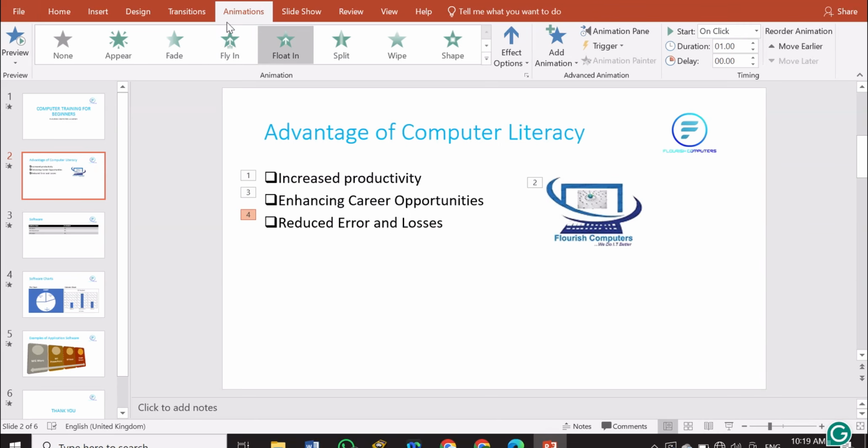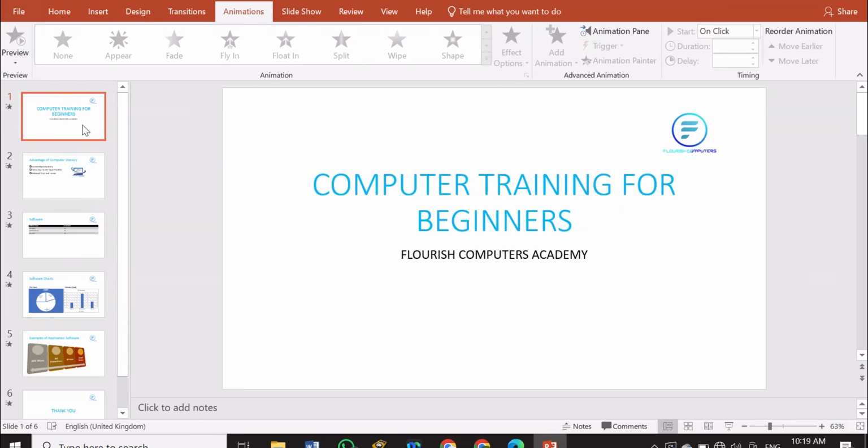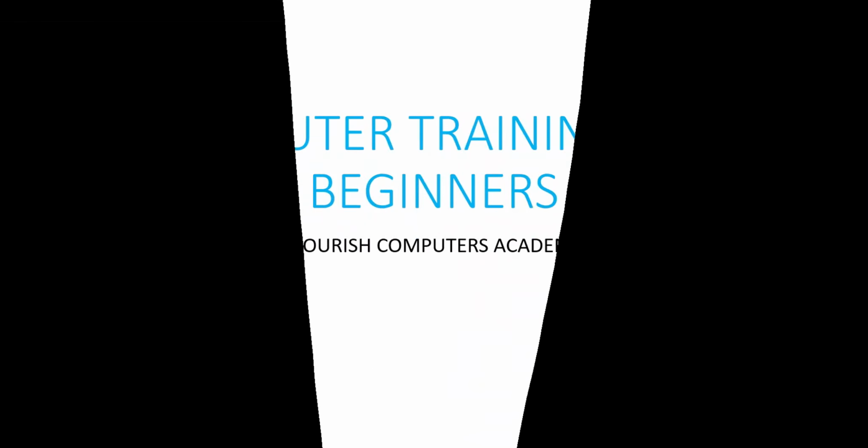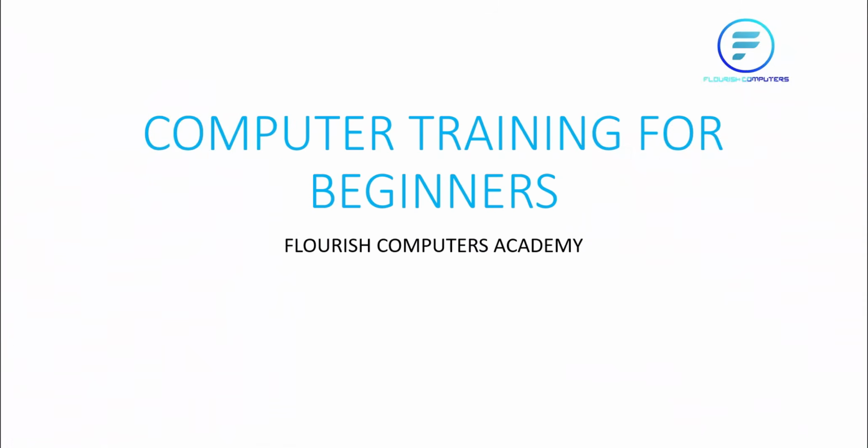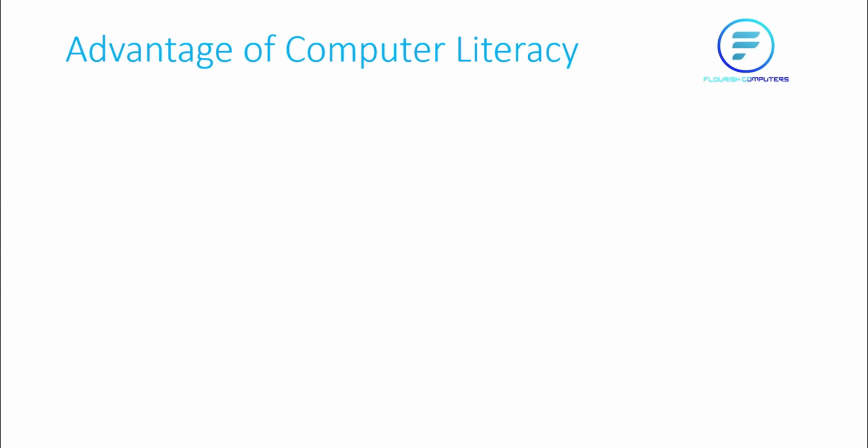Now we have applied animation. Now let's go back to our presentation and see how it is. I press F5 for the slideshow. Then take a look as I press the arrow down to move down on my slideshow. Now you can see advantages of computer literacy. Nothing is on the screen. So I begin to talk to everybody before they know what I want to talk about. That puts them in suspense.